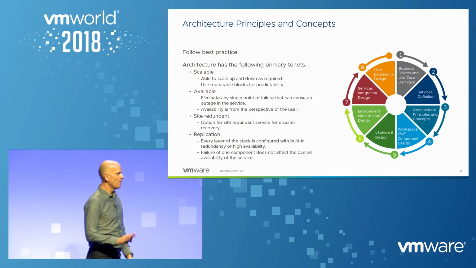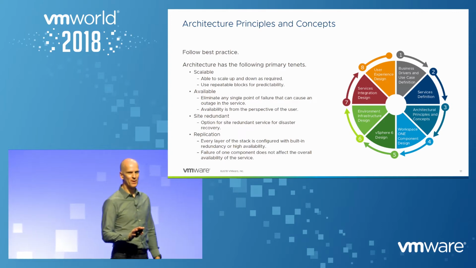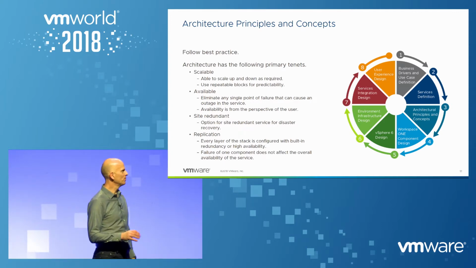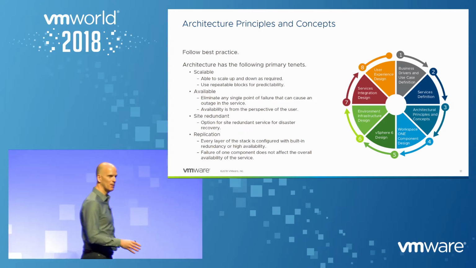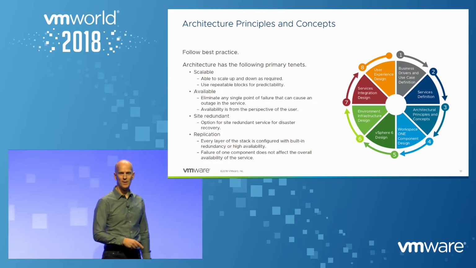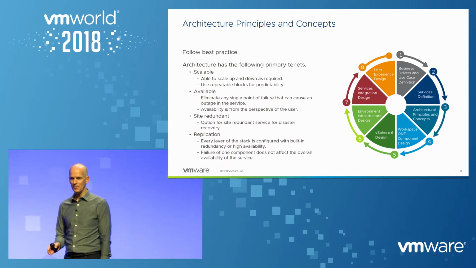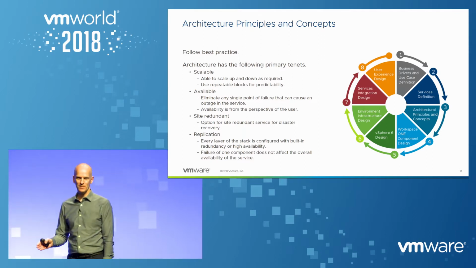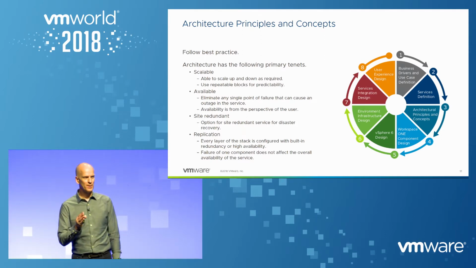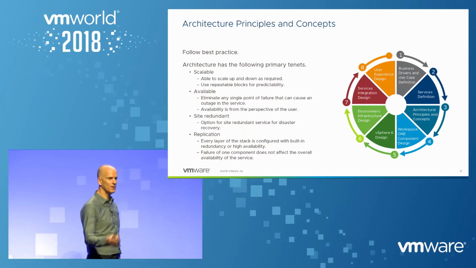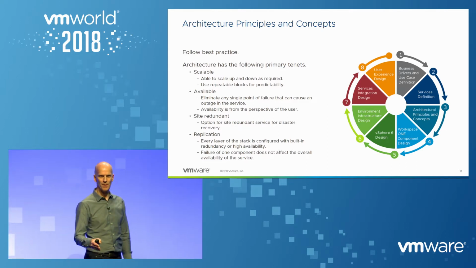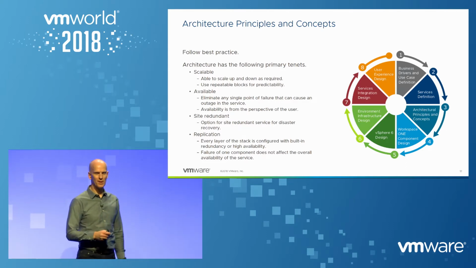So, 4 things we want to bear in mind when we're looking at architecting a solution. We want to make sure it's scalable. What are the rules? How do we add in availability? How do we make it redundant? Is redundancy within a data center important? Is redundancy across data centers important? And also understanding then the cost implication there.